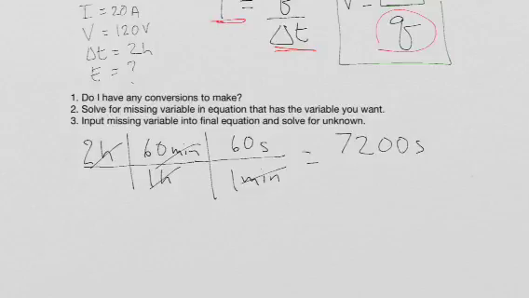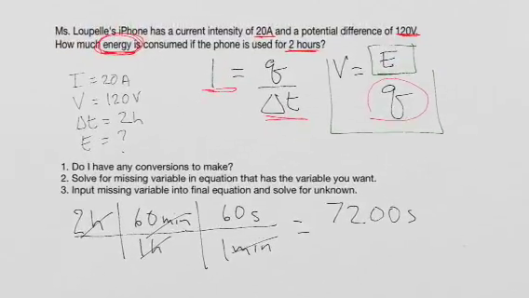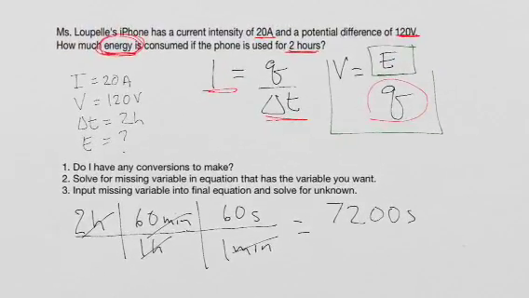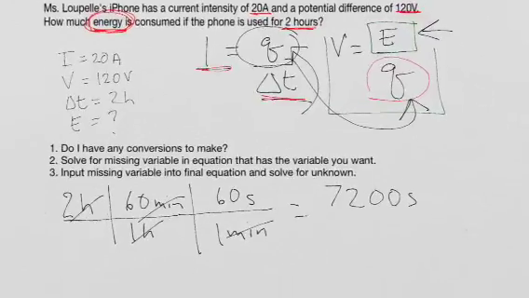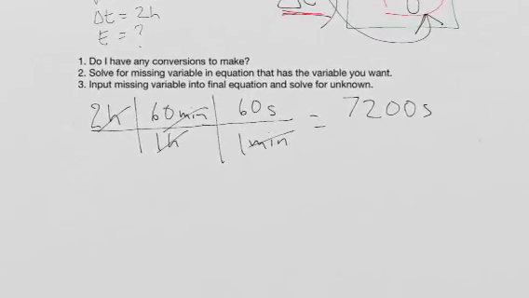You don't have to do this step by step. I'm just showing you how you actually would. Okay, so I now have my time. Then what's number 2? Solve for the missing variable in the equation that has that variable that I need to solve for. If I look back at my first equation, I had current intensity and time to give me Q, which I will then be able to input into my final equation to get that ever important final answer. So in this case, do I have to rearrange that equation?